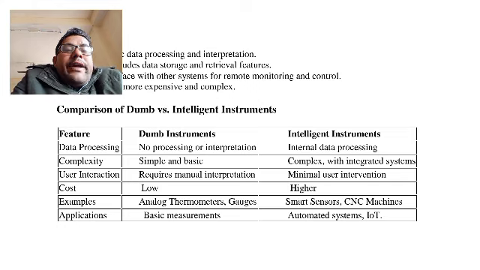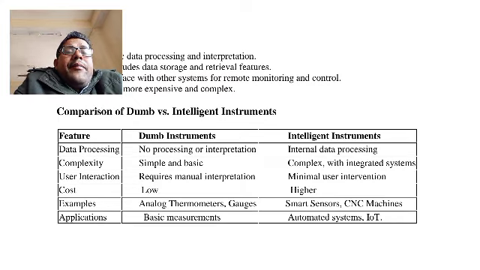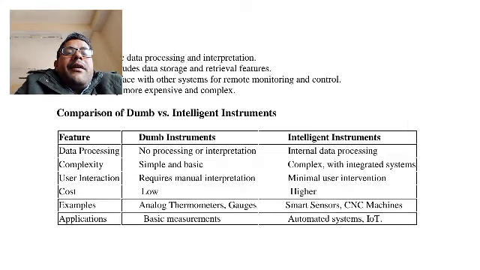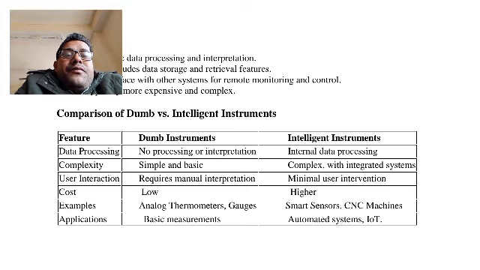Dumb instrument versus intelligent instrument. Dumb instruments don't need any data processing, but in intelligent instruments internal data processing is done. Complexity: dumb instruments are simple and basic, but intelligent instruments are very complex. Different types of microprocessors, microcontrollers, communication devices, and memories are required for processing the data. Dumb instruments require manual interpretation, but intelligent instruments require minimum user intervention. Cost: dumb instruments are low cost, intelligent instruments are higher cost.